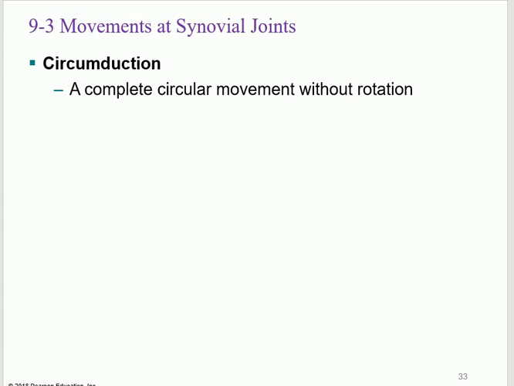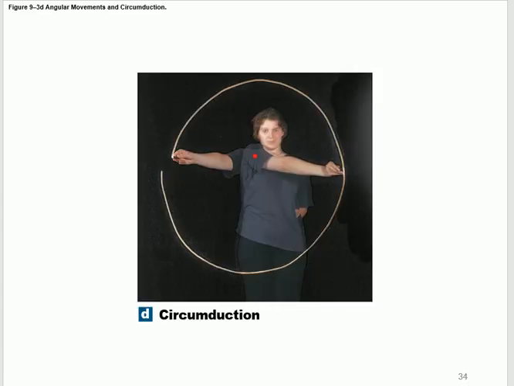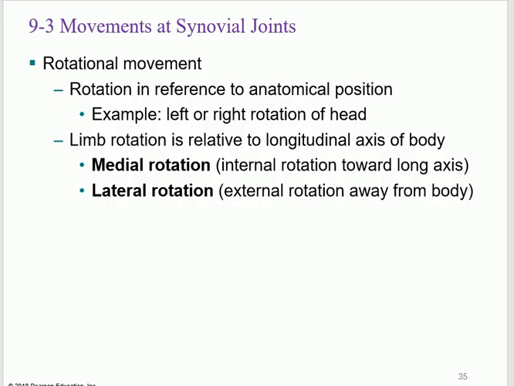Circumduction again is not rotation. I'm not rotating. I draw a circle without rotation, a complete circle, like this. That's circumduction. Rotation is basically around the axis. It's around the axis of the limb, and it goes like this.